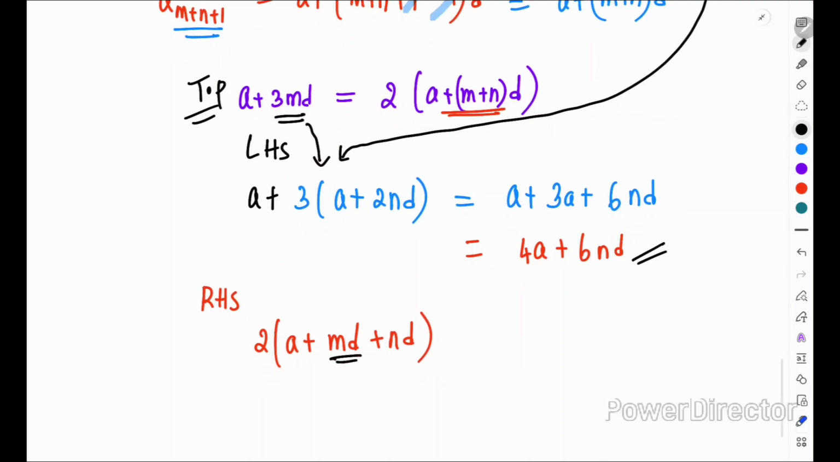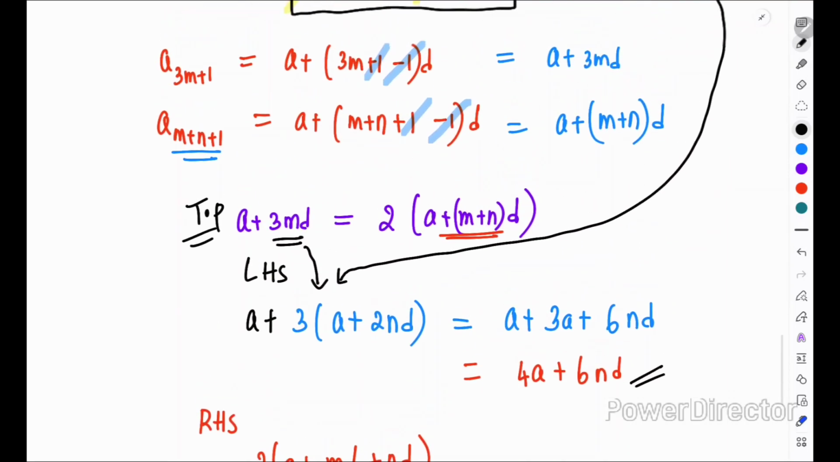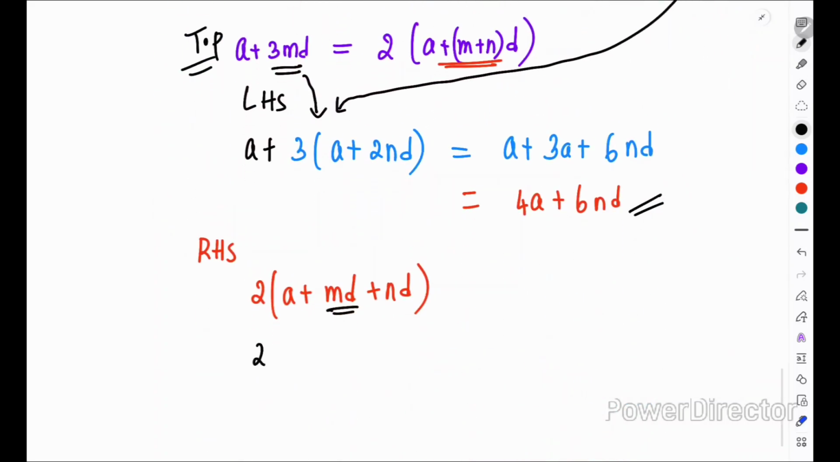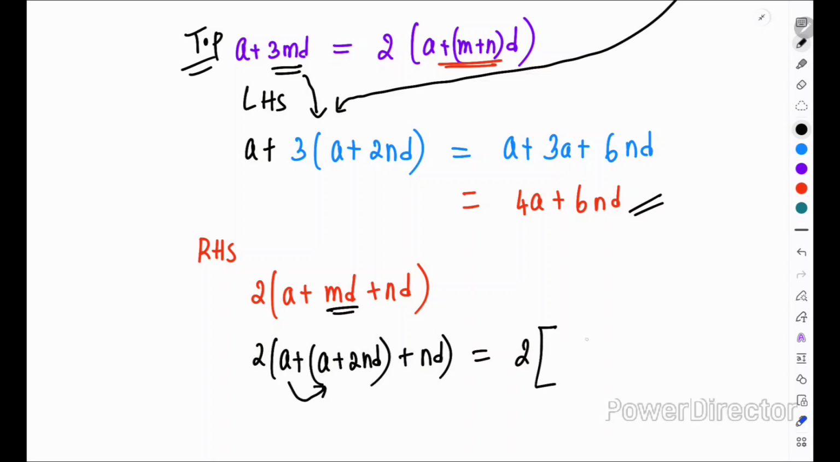So I will again try to replace what is md. md is nothing but a plus 2nd. Yes, I'll replace that: 2 into a plus 2nd, plus nd, right? So what am I going to get? 2 into a plus a, that's 2a, plus 2nd plus nd, that's nothing but 3nd, right?